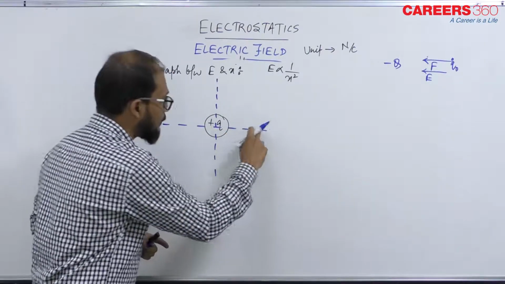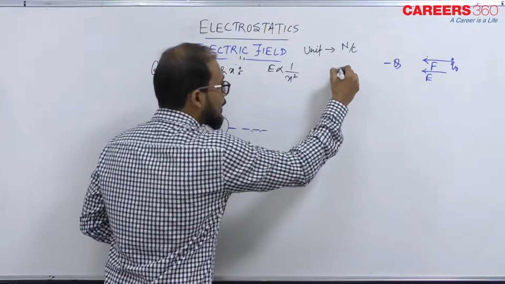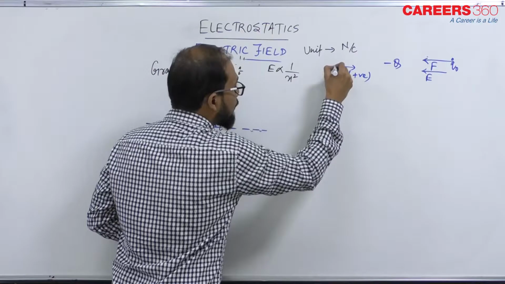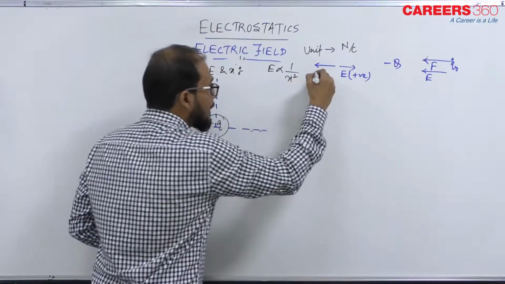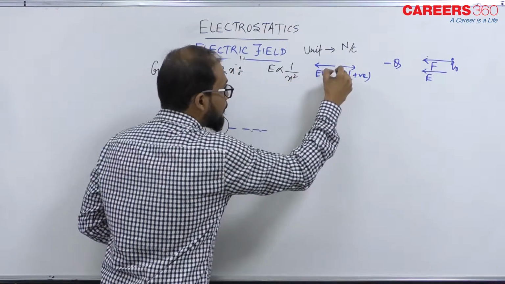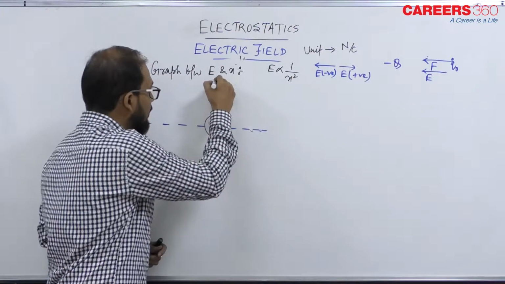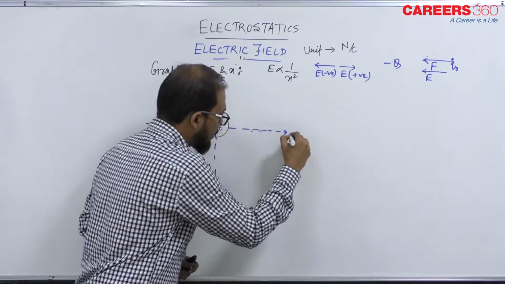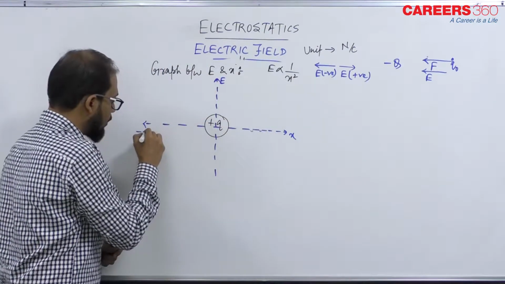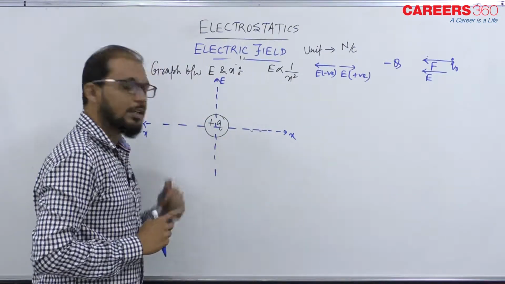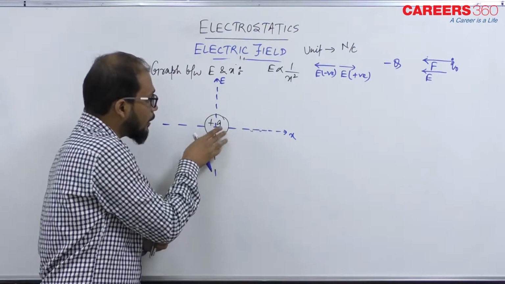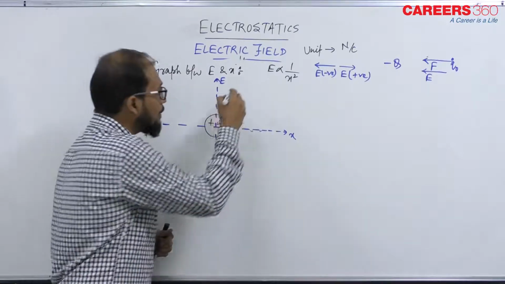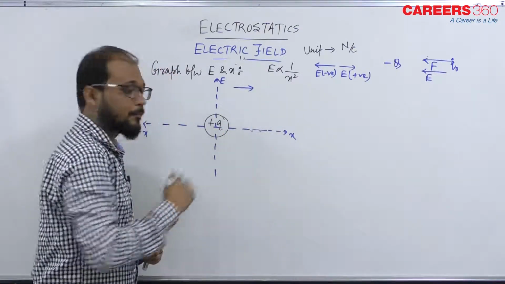And here we will take a sign convention that if the electric field is in this direction, we will take the electric field as positive, and if the electric field is in this direction, then we will take the electric field as negative. Now here, this is the y-axis on which we have to plot the electric field, and this is the x-axis, and this is minus x. Now here, there is a plus q charge, and we know that the electric field always acts away from the positive charge. That means the electric field will be in this direction.